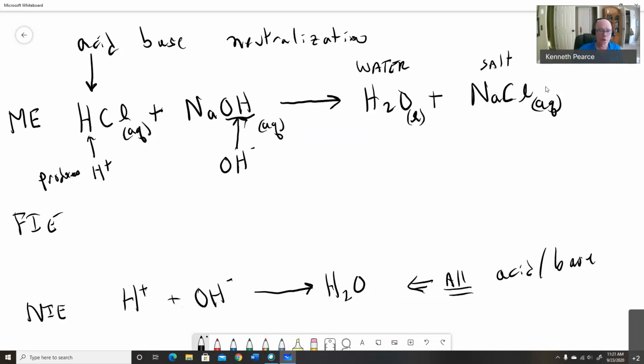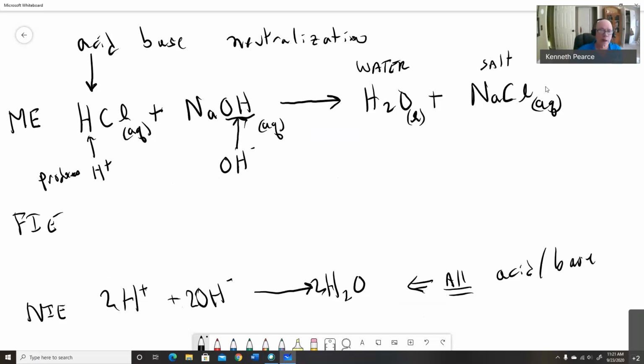So we look up here, and what it means is that with the net ionic equation, if you have one H plus, you need one OH minus, and you're going to get one water. If you have two, then you're going to get 2 and 2 and 2. And if you have 3, you're going to have 3 and 3 and 3, and so forth.